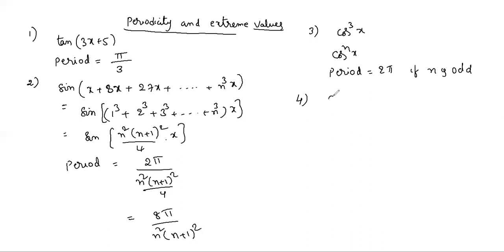Next, the second one is cos power 4x. So here the power n is even. So the period is only pi.